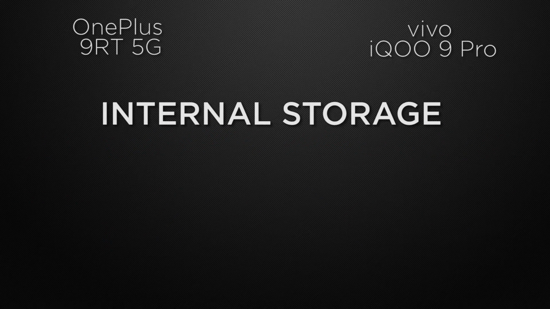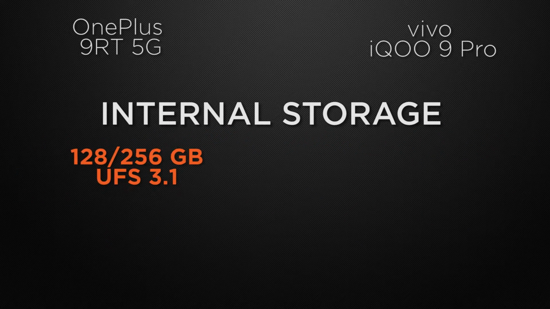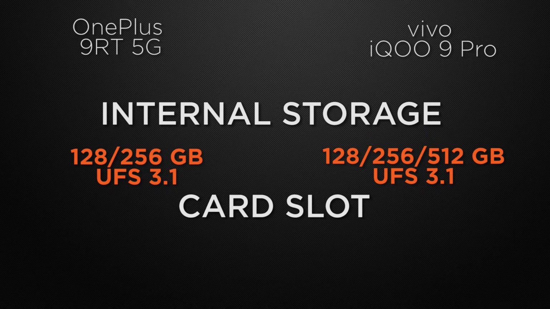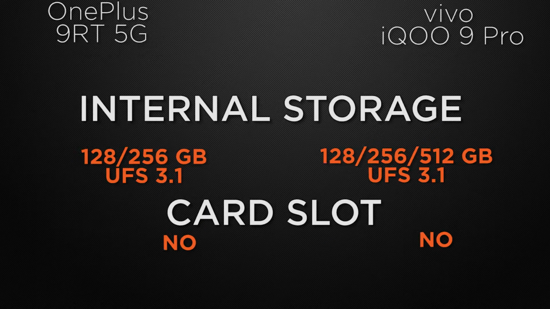Let's talk about the internal storage of the devices. 9RT comes with 128 and 256 GB of storage, whereas 9 Pro have 128, 256 and 512 GB of storage. So the winner here is 9 Pro because it have bigger storage option. And about the external storage of the devices, 9RT did not have any external card slot option, whereas 9 Pro also did not have any external card slot, so it's a tie.